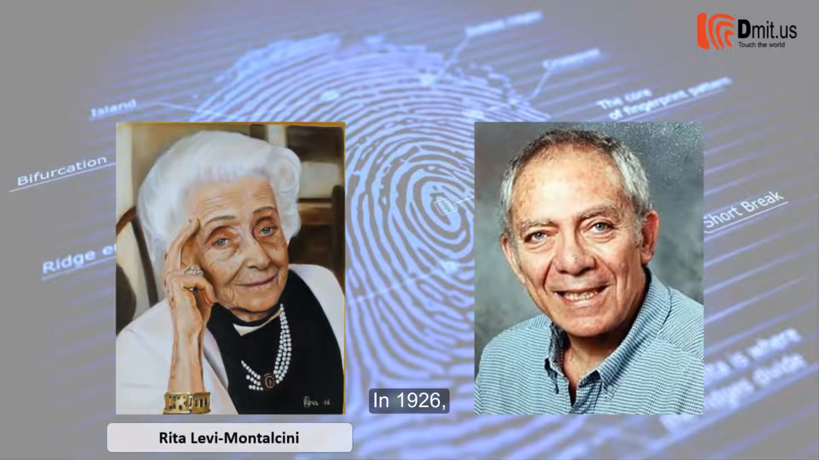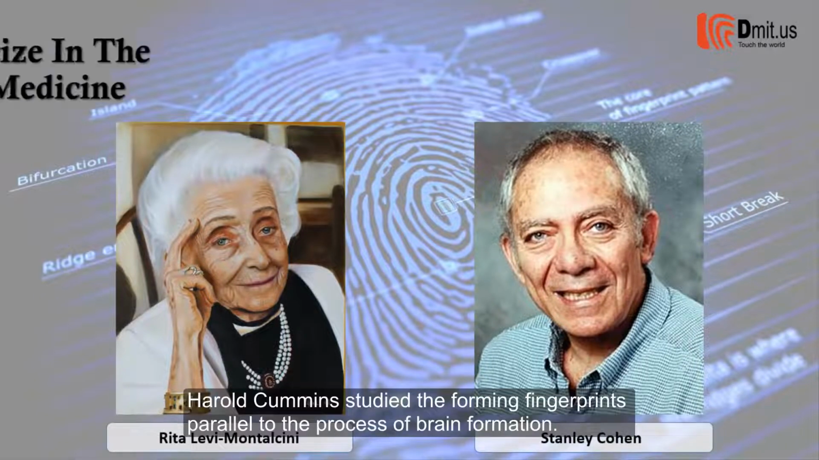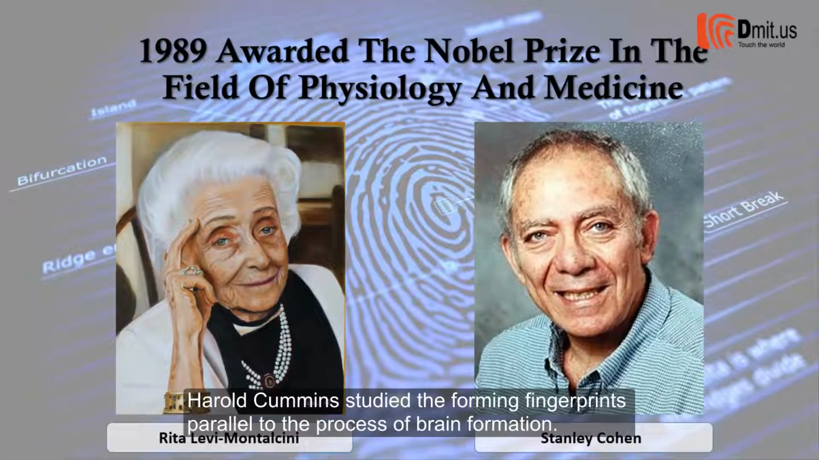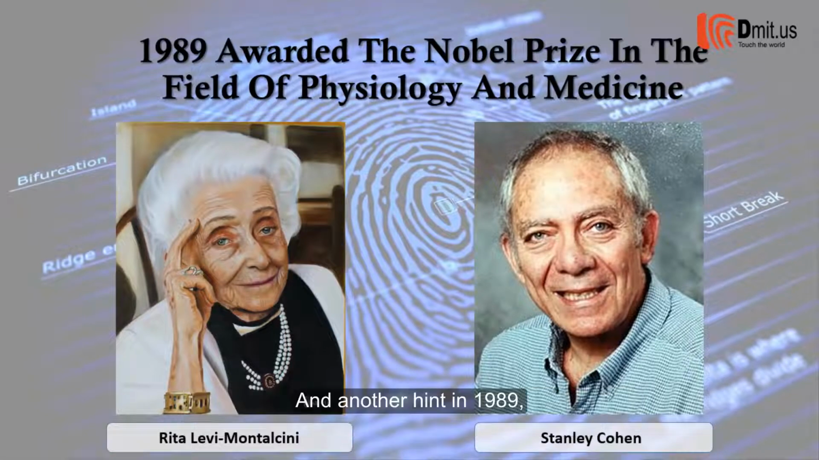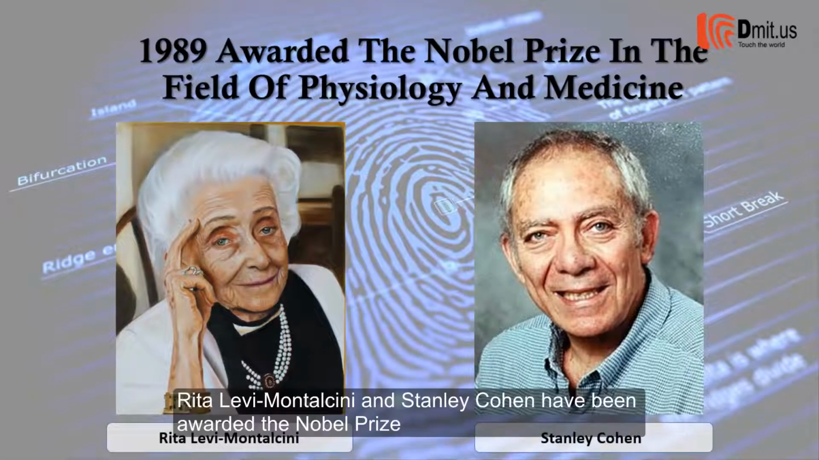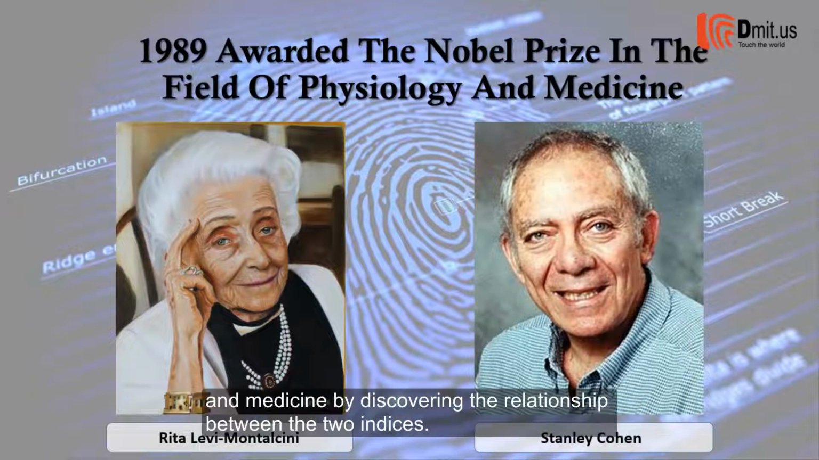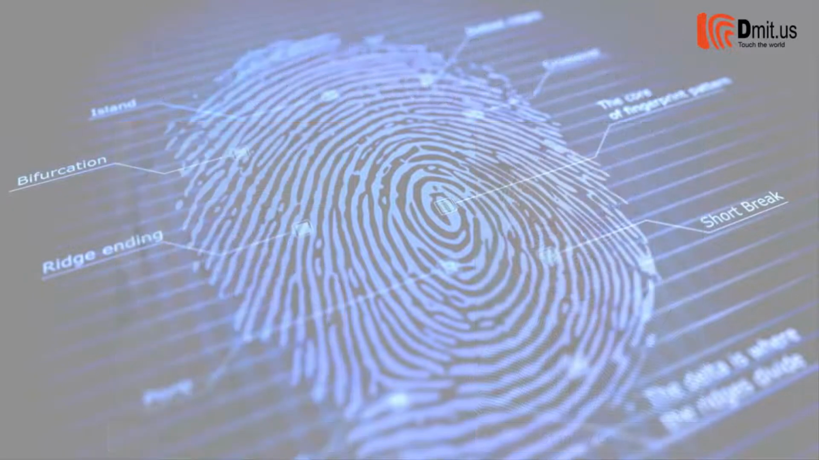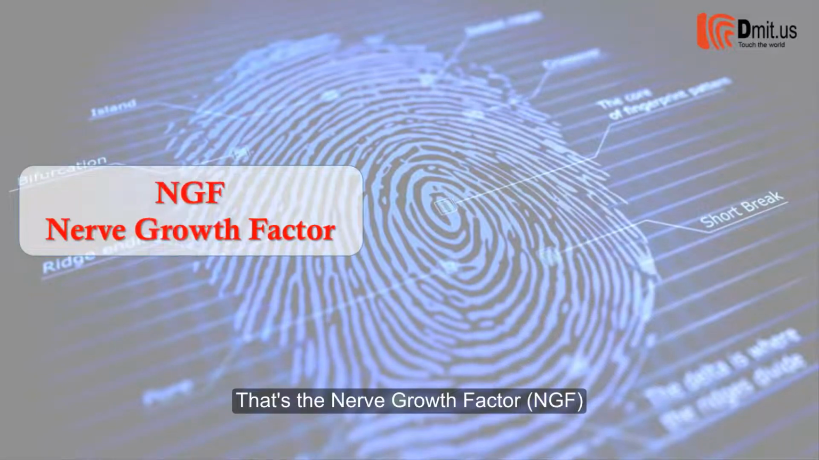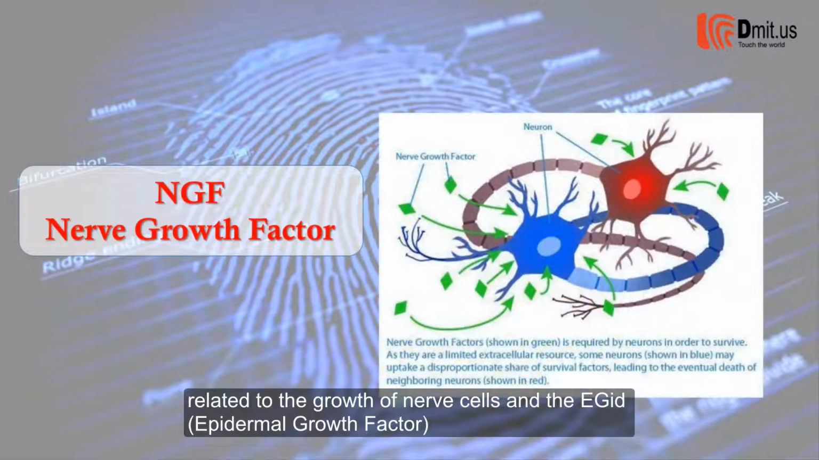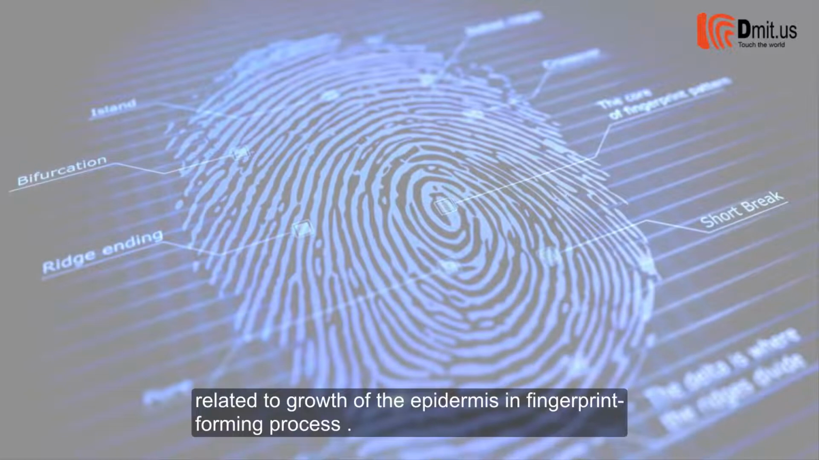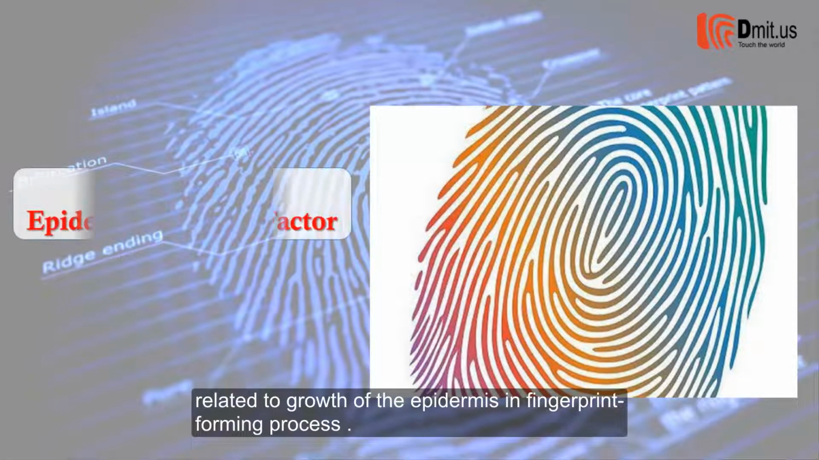In 1926, Harold Cummins studied fingerprint formation as parallel to the process of brain formation. And another hint: in 1989, Rita Levi-Montalcini and Stanley Cohen were awarded the Nobel Prize in the field of physiology and medicine for discovering the relationship between two factors. That's the nerve growth factor, NGF, related to the growth of nerve cells, and the EGF, epidermal growth factor, related to the growth of the epidermis in the fingerprint forming process.